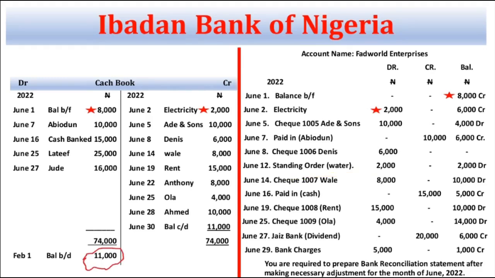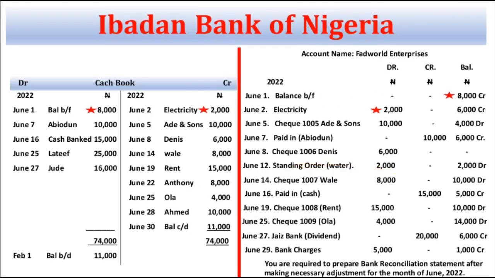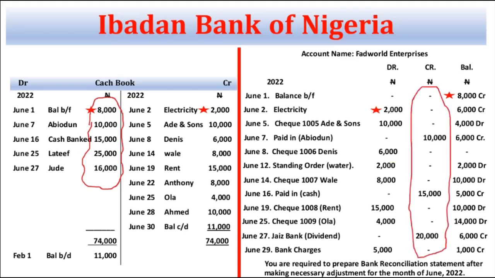Then the next step is that we add all the entries that are not in the cash book but credited in the bank statement. If you remember, we are talking about all those entries that appear under the credit side of the bank statement but are not in the cash book. Just like I said, when a business receives a check, we debit the cash book. When such a check is presented to the bank, the bank will credit the account. So we expect all the entries under the debit side of the cash book to appear under the credit side of the bank statement.